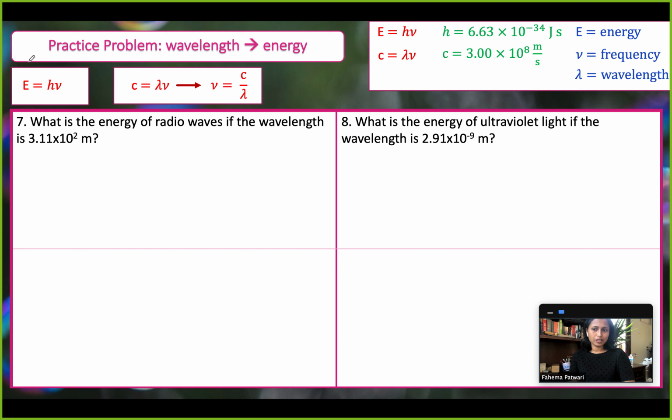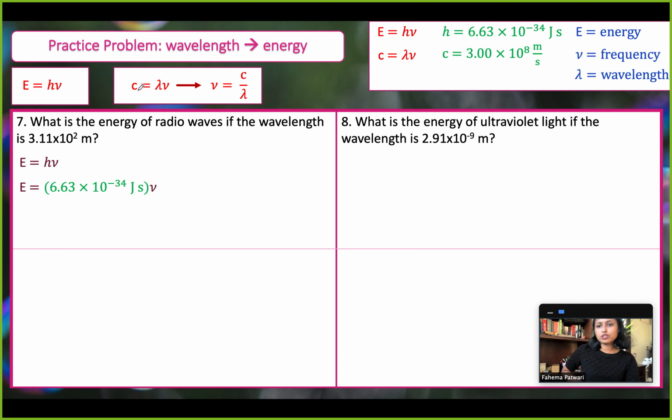So here I can't use this equation, right? Because wavelength isn't in here. The equation I would use to find energy is energy equals Planck's constant times frequency. I know Planck's constant, but I don't know frequency. So I want to calculate that first. How do I calculate frequency? Well, you know this equation here, or if you don't know, it's in your data booklet.